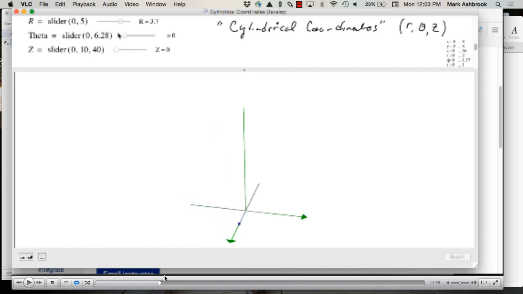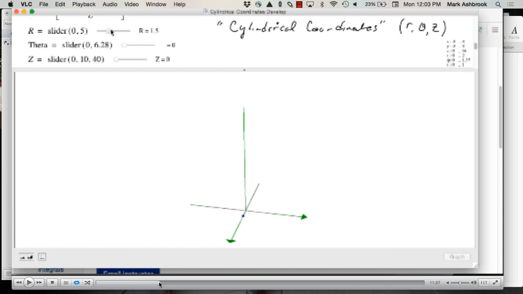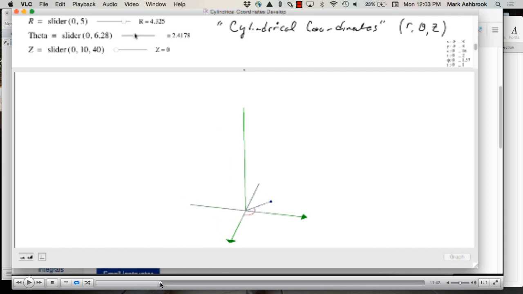And then theta is our standard trig angle, right? It's our standard trig angle counterclockwise from the xy plane. This is not really working very well. Okay, and then z is distance up or down. So when you change z, you just take the polar plane and you move it up or down on the z-axis.